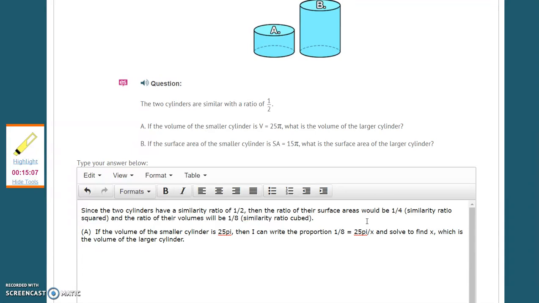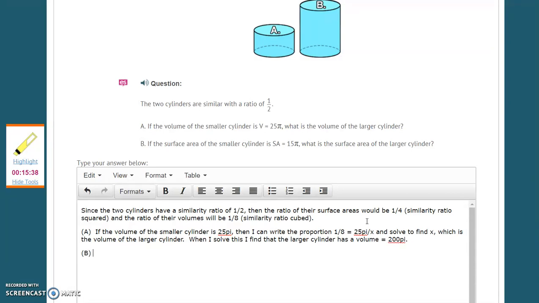Try to use things like that, like larger cylinder instead of just other cylinder. Then let me solve it. So I would write that down, I would work it out, I would solve it. When I solve this, I find that the larger cylinder has a volume equal to 200 pi, I believe.